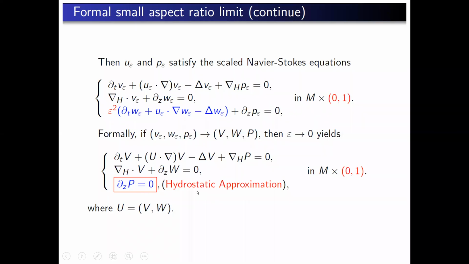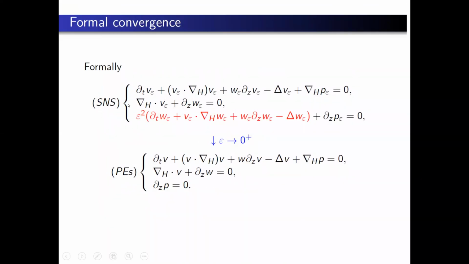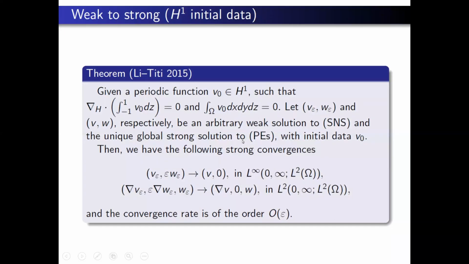Notice that there is no temperature in this equation. For simplicity of the presentation, I'm going to drop the temperature. So this is actually the primitive equation, which is the formal limit of this, as we would expect. And now, what is the result that we have? As I said, formally, when epsilon goes to 0, we get this particular system. And now here is the first result.